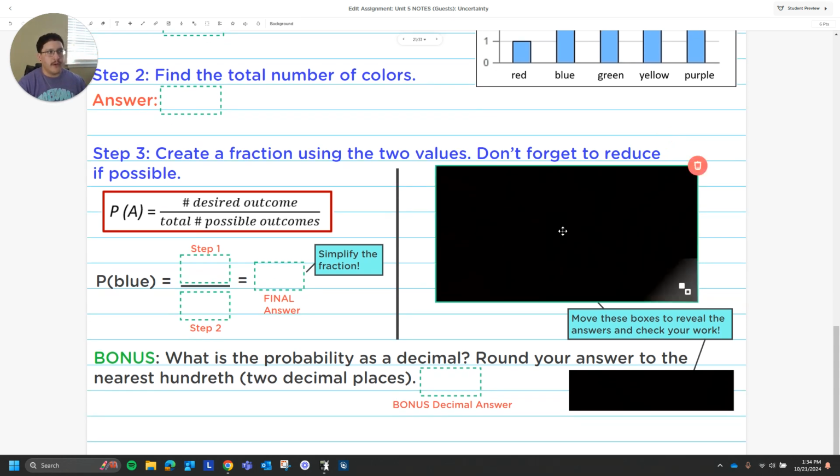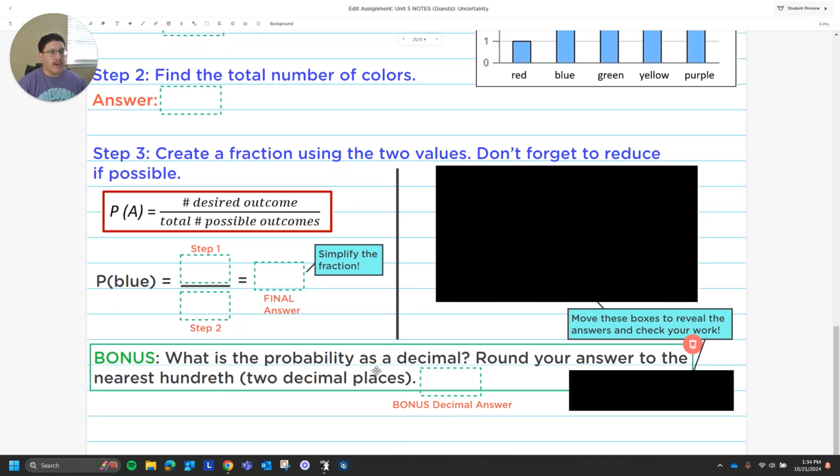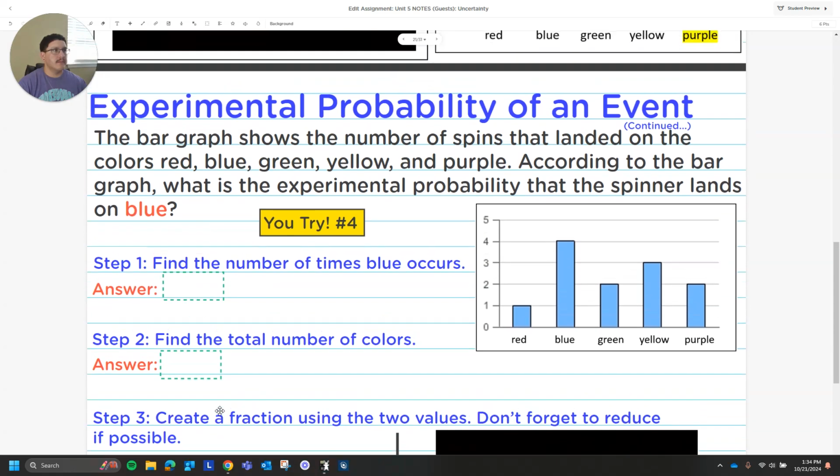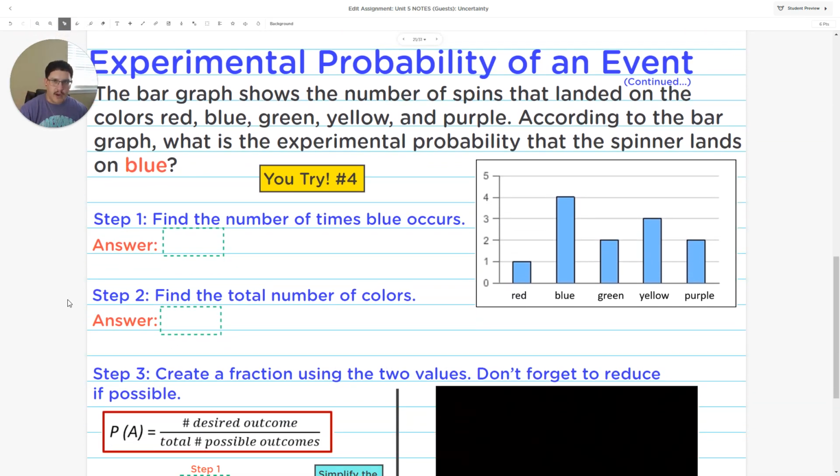And then, of course, if you're using ClassKick, don't forget to move these boxes to check your work and see if you're performing the steps correctly. Bonus, what is the probability as a decimal? Round your answer to the nearest hundredth, meaning 2 decimal places. So for the you try number 4, go ahead and pause this video. Try this problem on your own. Otherwise, I'm going to continue on and show y'all how to do this.